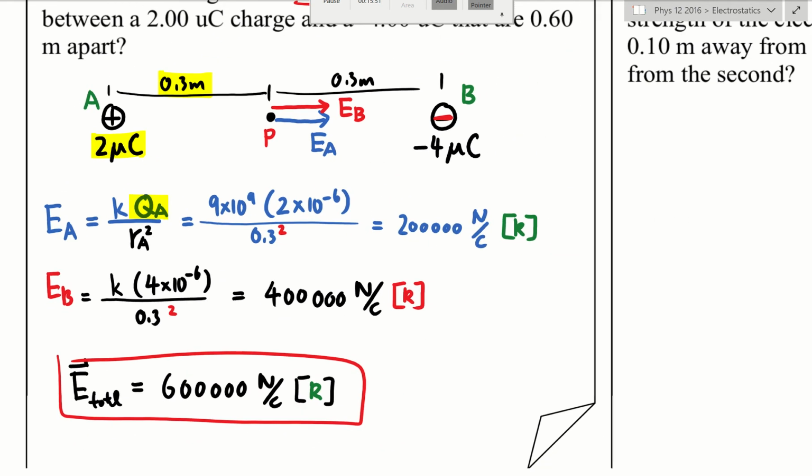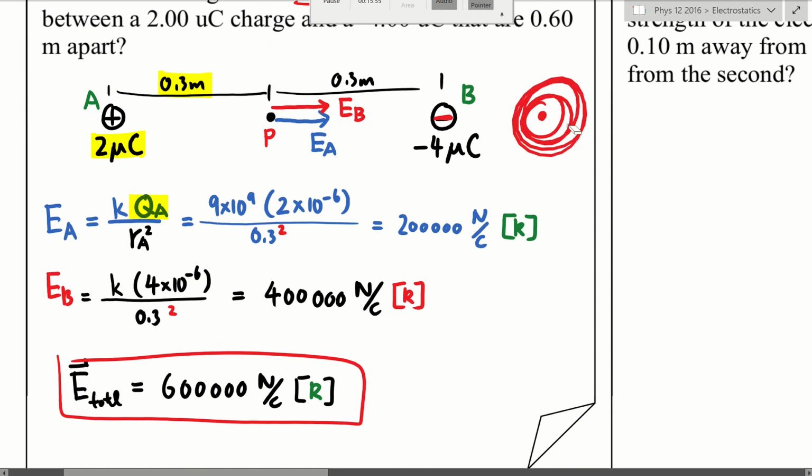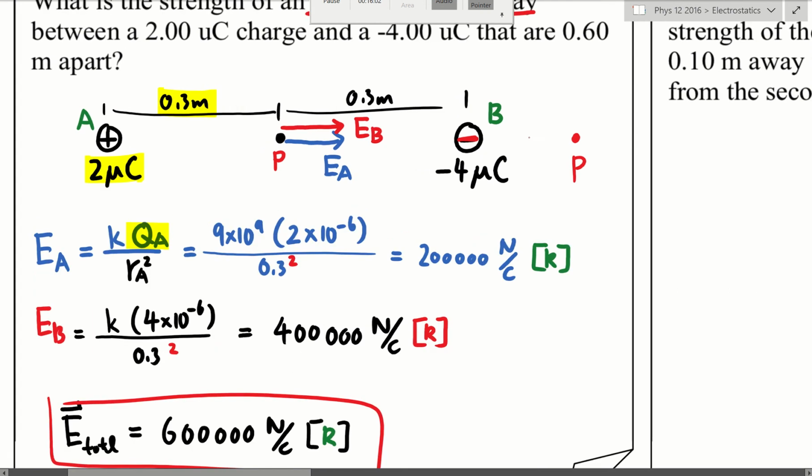What if I pick P as like here? Like I'm highlighting it right now. So what if P is over here? What happens? Then the electric field from charge B is actually going into charge B. So then EB will be this way. But then the electric field from charge A, this one, is going away from A. So by the time it gets to B, it'll be pointing this way, right?